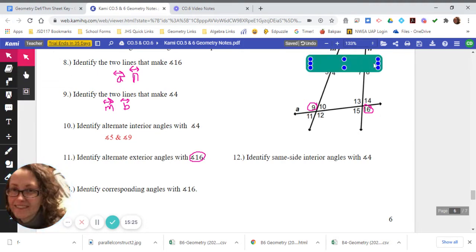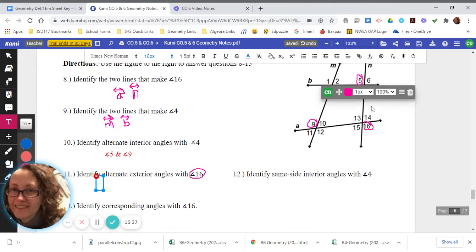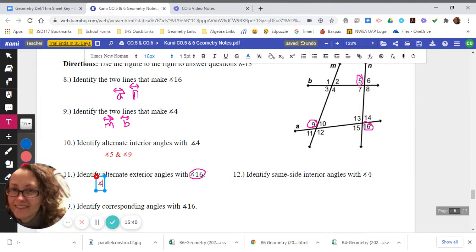Once you get a little bit more practice with this, you wouldn't necessarily need to keep covering these angles up every single time. But I feel like it's really nice, especially when you're first starting out, to have that extra visual help. So my answers here would be angle 5 and angle 9.